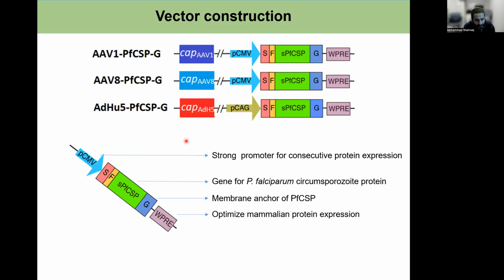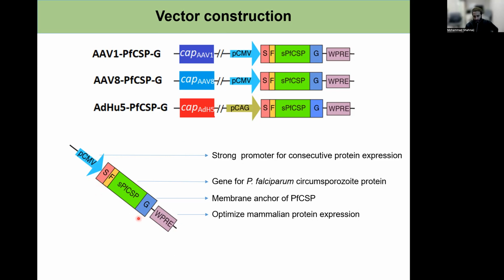So this is the construction of my plasmid. We constructed the plasmid, and then we made the virus, and this is the functioning unit. We use the CMV promoter that constitutively expresses the protein, and we use the leader sequence and some other sequences to facilitate the expression of the PfCSP.